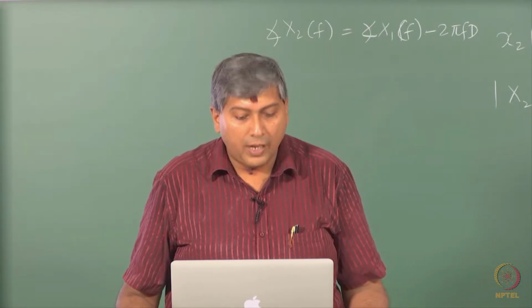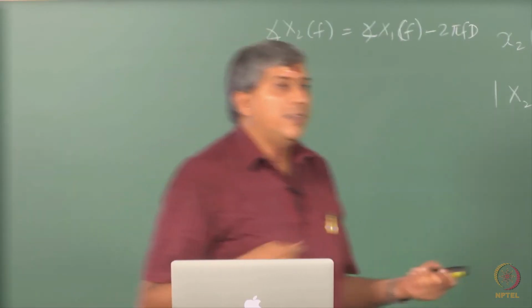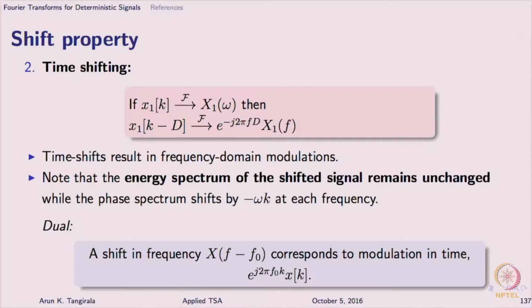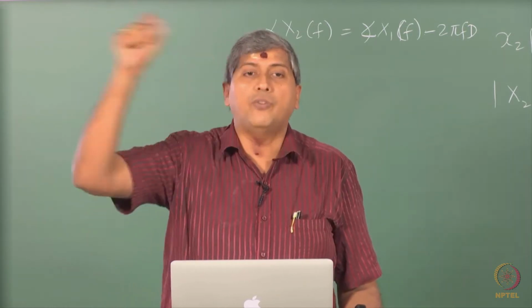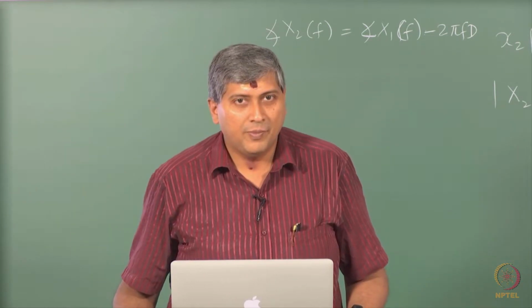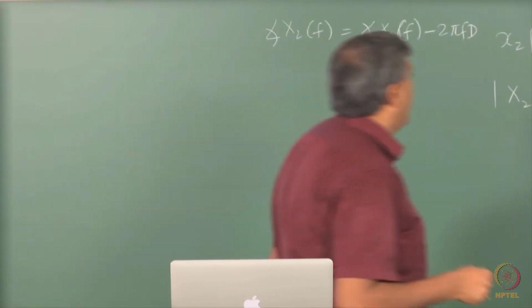And likewise, the dual of this statement. The nice thing about the properties of this Fourier transform is that there is always a dual. What we mean by dual is, just now we talked about time shifts, and we said that results in the multiplication by e to the minus j 2 pi ft. You can also ask this question, if I were to shift the frequency of x of f. What do we mean by shift?